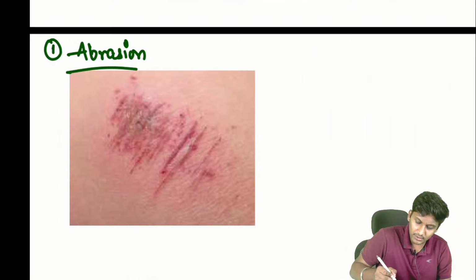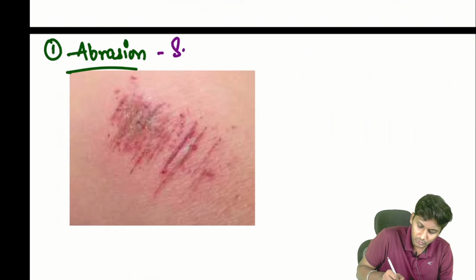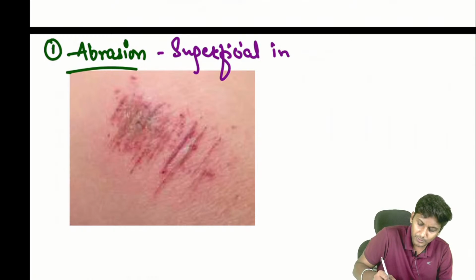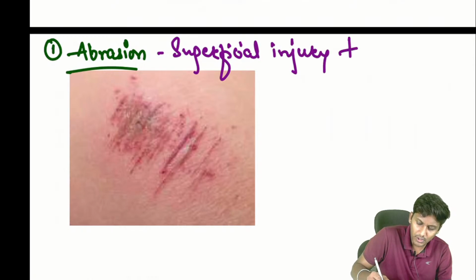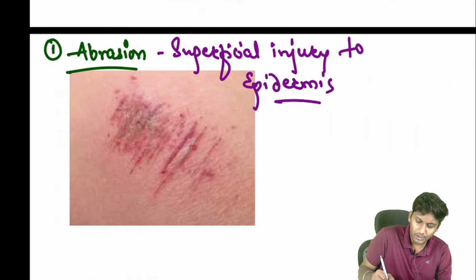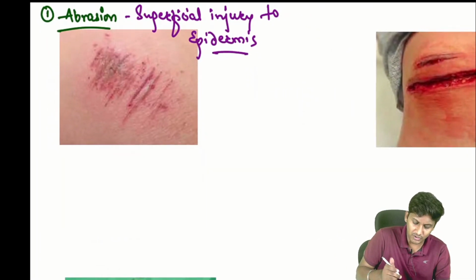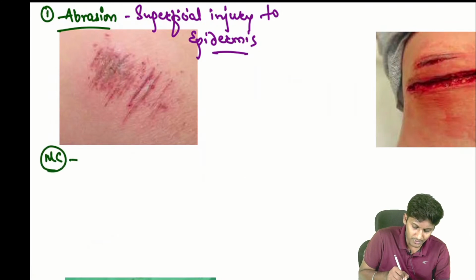So what is abrasion? Abrasion is nothing but a superficial injury to the epidermis. That's it. That is what is known as an abrasion. Important is, what is the most common type of an abrasion usually?